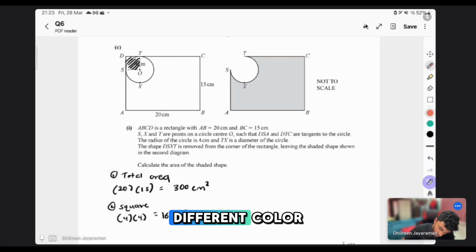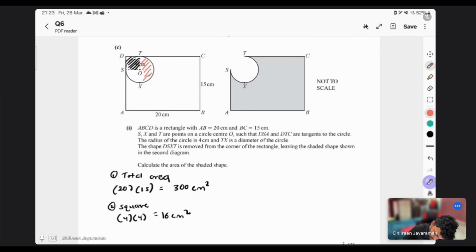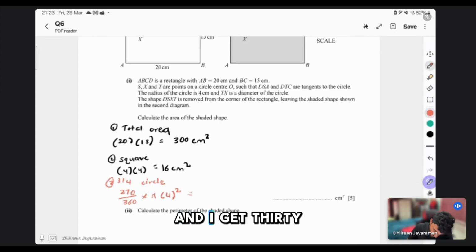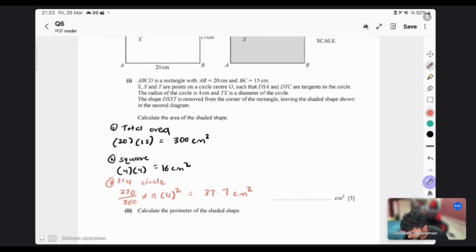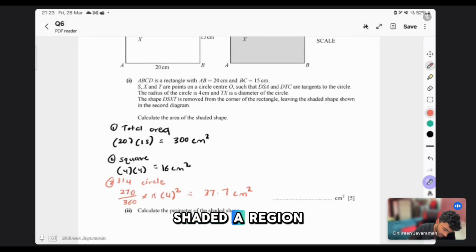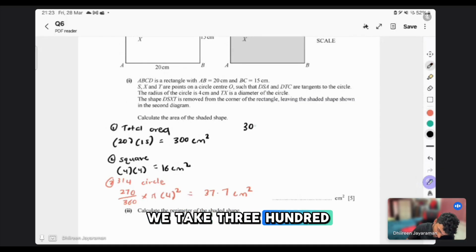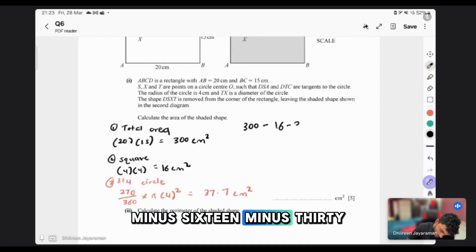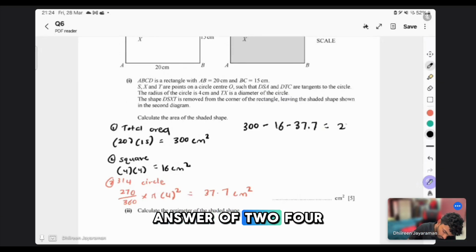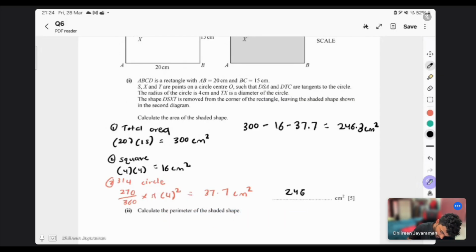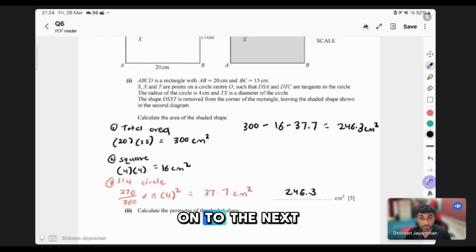Let me use a different color. And I get 37.7 cm squared for this area. So to find the shaded region, we take 300 minus 16 minus 37.7. And you get an answer of 246.3 cm squared. On to the next question.